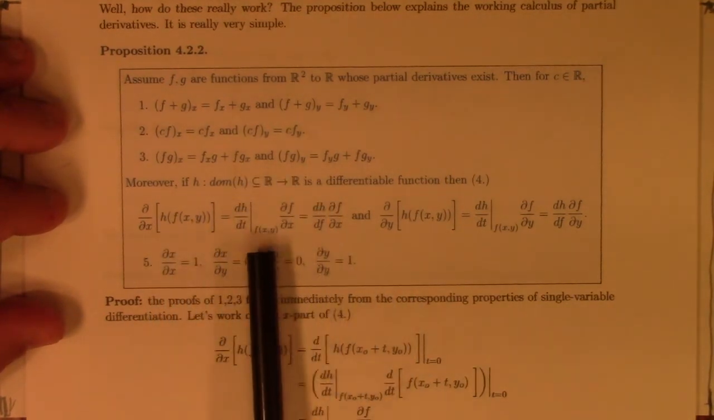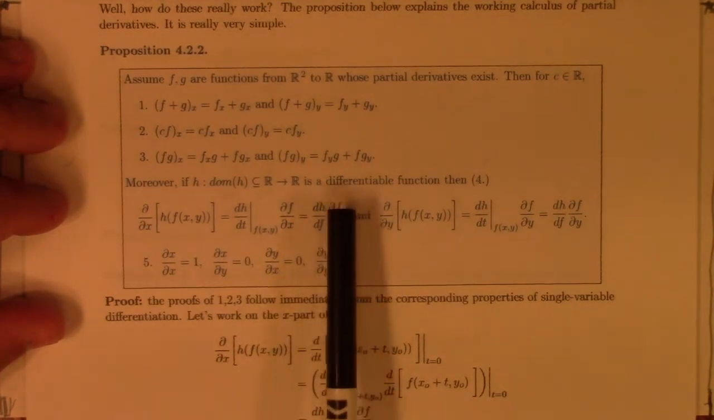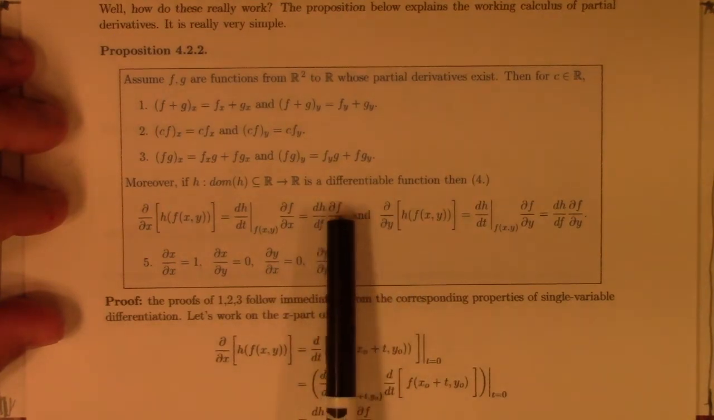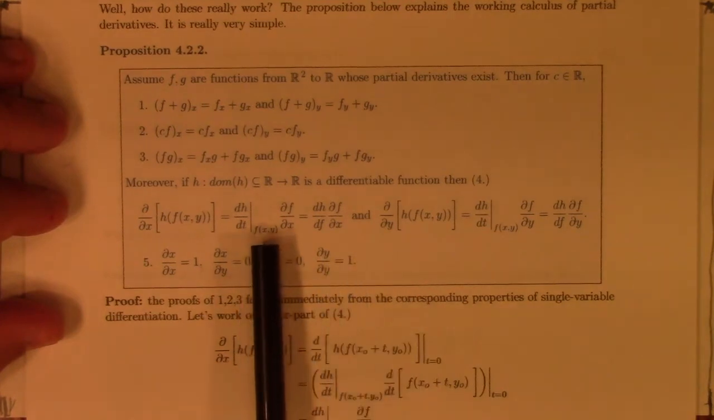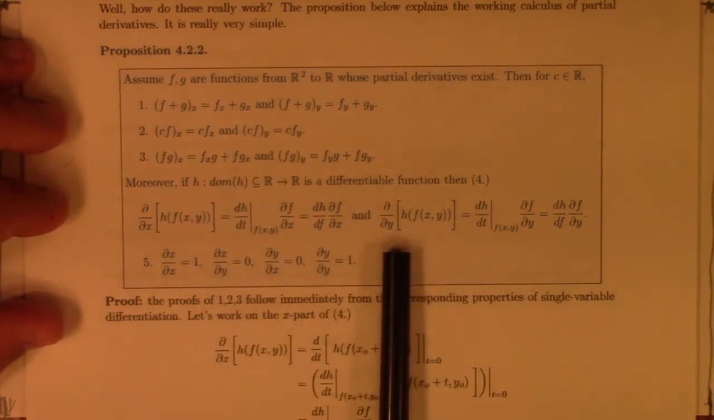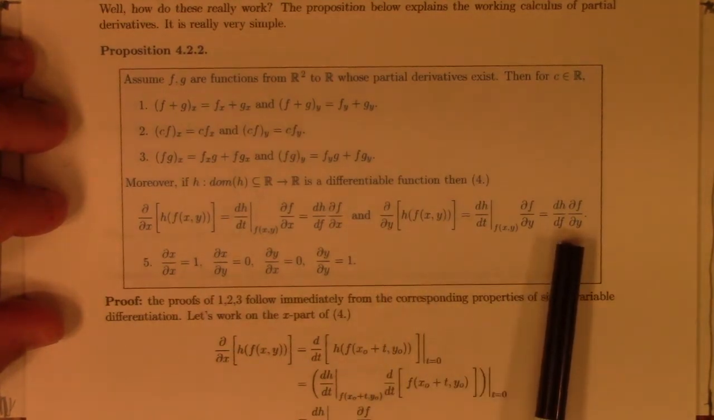A quick notation for this is just dh/df times partial f partial x. This notation, dh/df, means we're differentiating the h function and evaluating at f. It's like a slick notation for that. And likewise over here, if we're partial differentiating with respect to y, we have this chain rule.